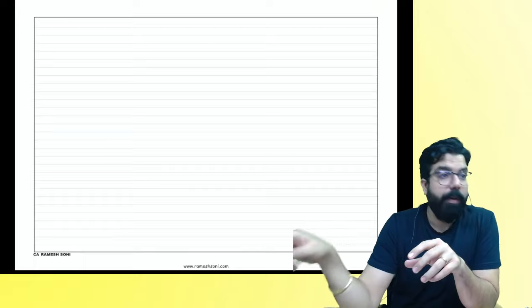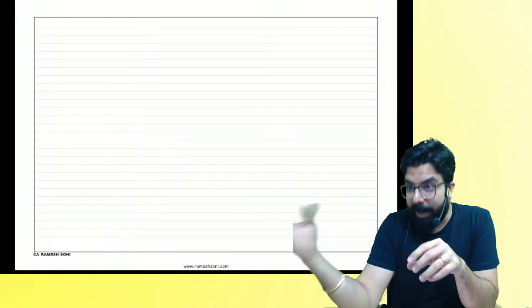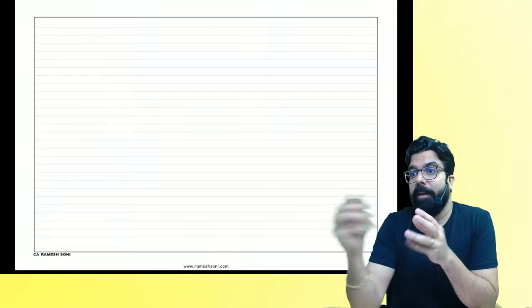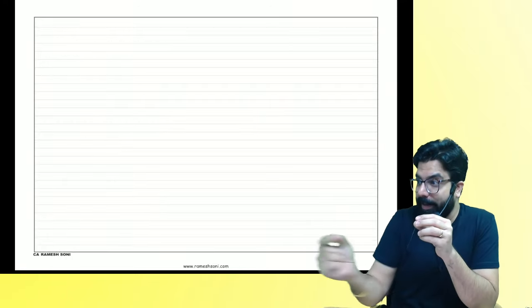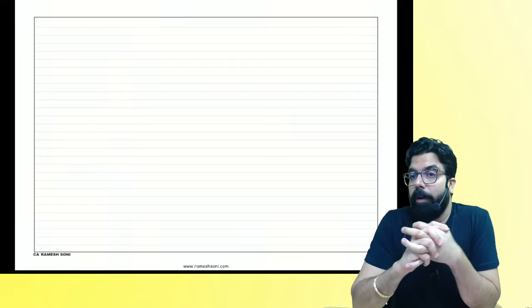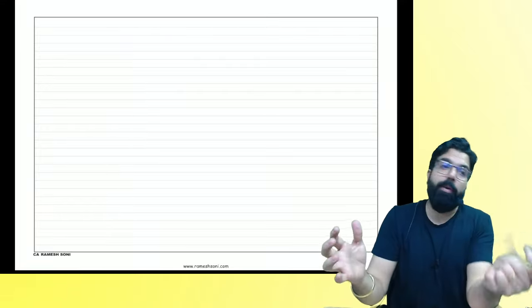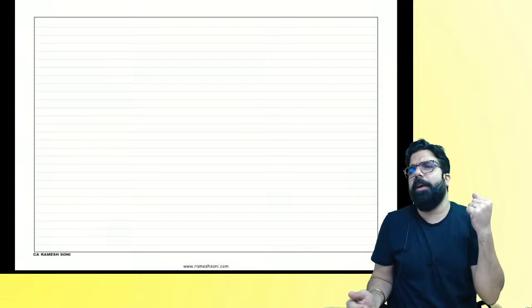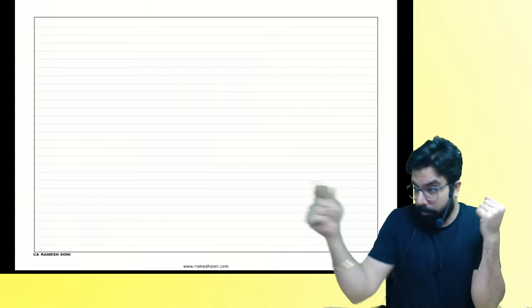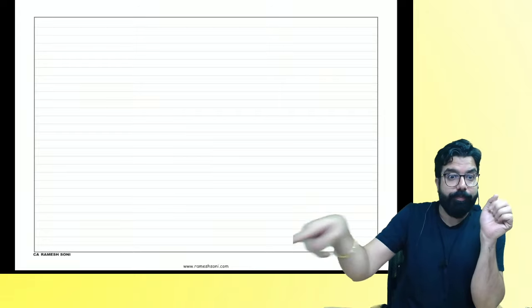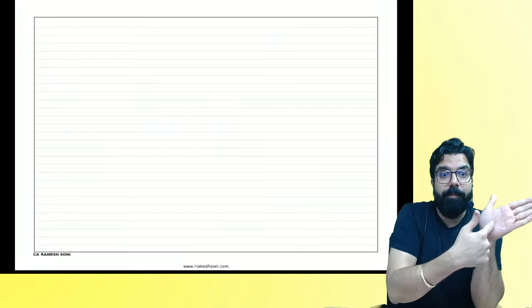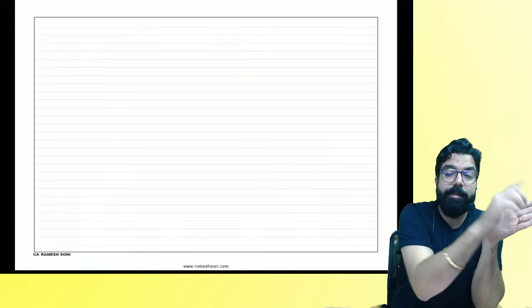Restaurant ka bill. You went to the restaurant, had food. Correct, everyone? He gave you a bill. He charged GST. Okay, where else did you see? I want everyone to participate. People sitting at home, you also think. Institute gave you the bill. In that bill, they charged you GST.